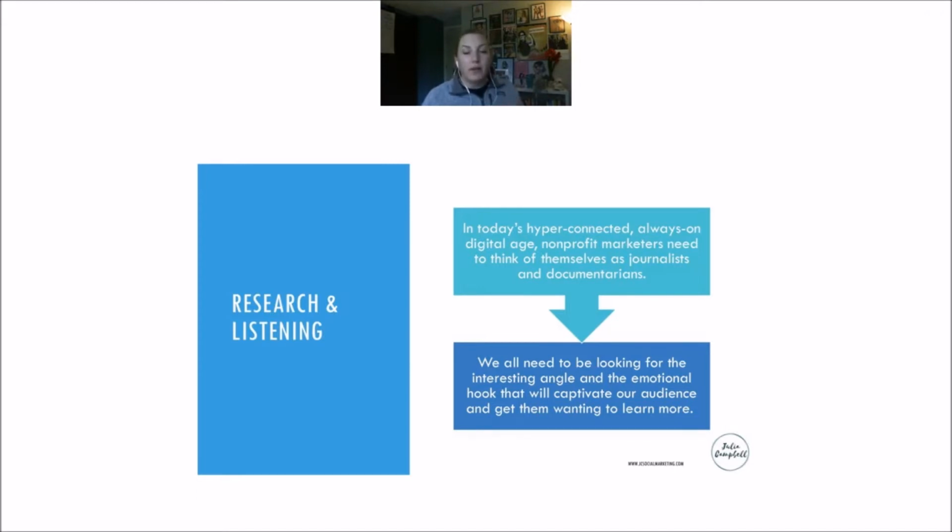This is something that's imperative to do when you are adopting a new platform or when you're adopting a new feature of a platform. So this also means looking for the hook and the angle and what might be interesting to your audience. So we really need to start thinking of ourselves as journalists and documentarians. I studied journalism and I went to Boston University. Love journalism, consider myself a journalist at heart. And I think it really lends itself well to marketing, especially digital marketing, because you constantly have to be thinking, what's the headline? What's the lead?